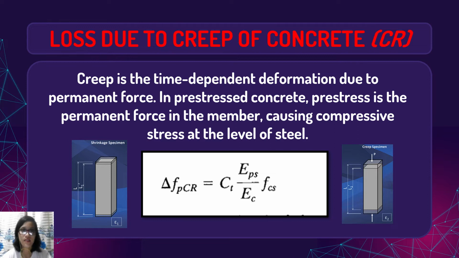Now let's discuss the loss due to creep of concrete. Deformation due to rearrangement of molecules over a period of time under the application of a constant load is called creep. Creep is the time-dependent deformation due to the permanent force. In pre-stressed concrete, pre-stress is the permanent force in the member causing compressive stress at the level of steel.